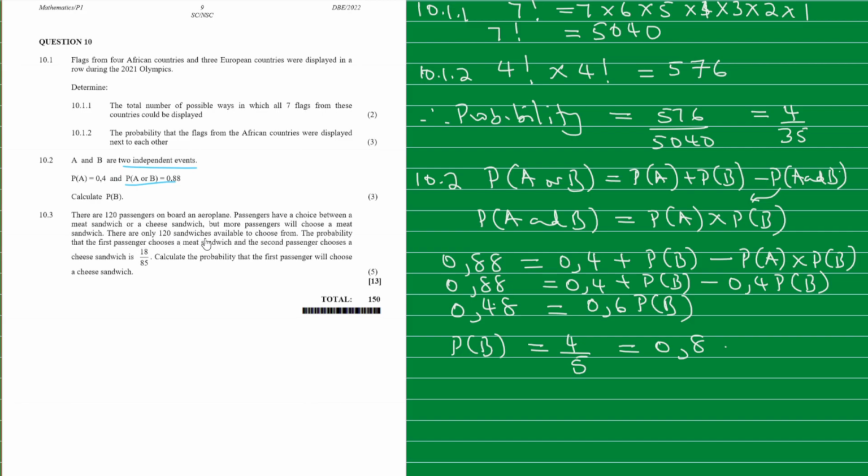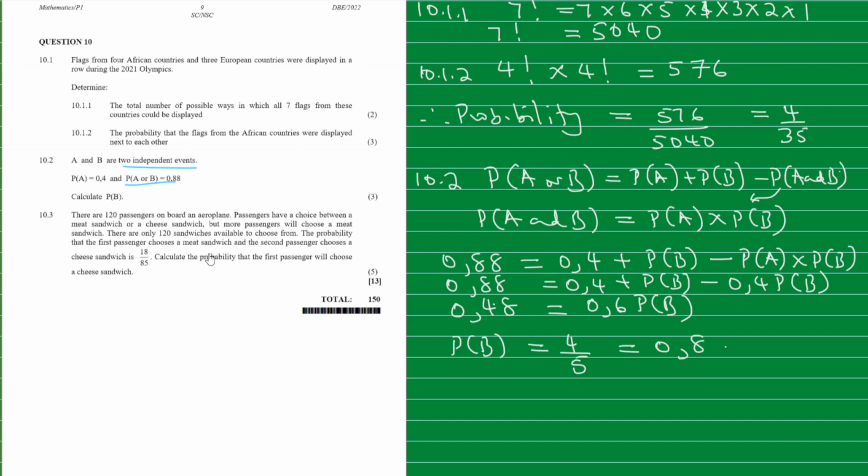There are only 120 sandwiches available to choose from, so the probability that the first passenger chooses a meat sandwich and the second passenger chooses a cheese sandwich is 18 over 85. Calculate the probability that the first passenger will choose a cheese sandwich.